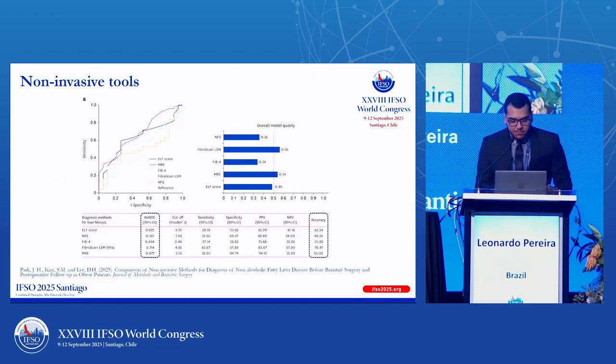As very well presented here before, these are the tools currently used to diagnose liver fibrosis without biopsy. Several non-invasive tools exist, like FIB4, NFS, ELF score, FibroScan, and MRE. But there is a catch. These models were created and validated mostly in people with normal weight. So when we apply them in populations with morbid obesity, like bariatric patients, the accuracy drops.